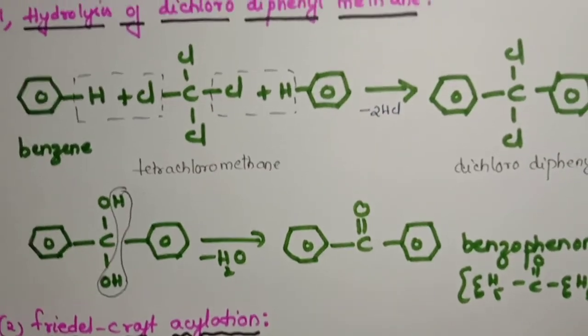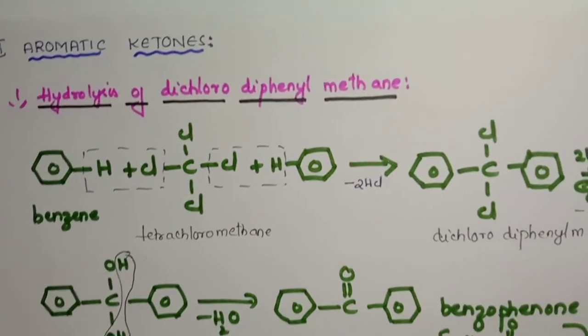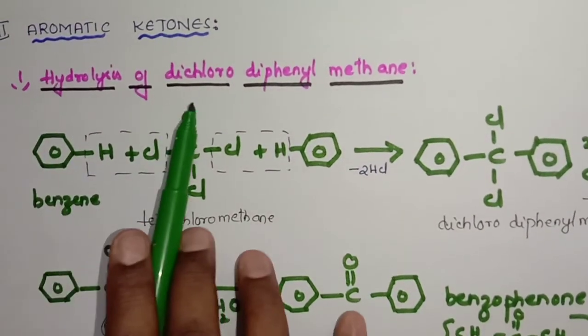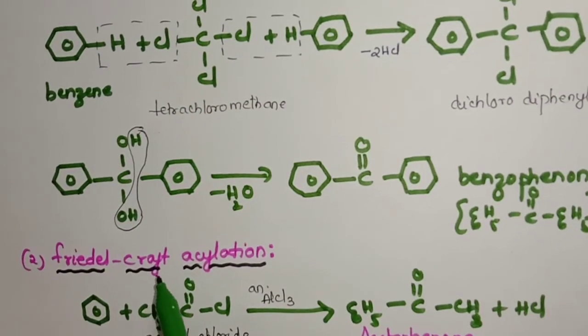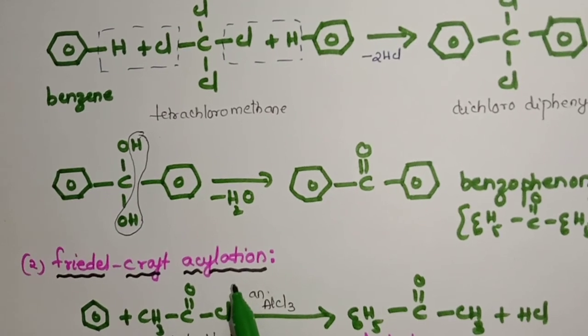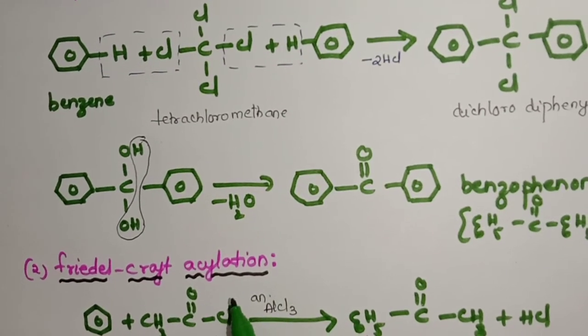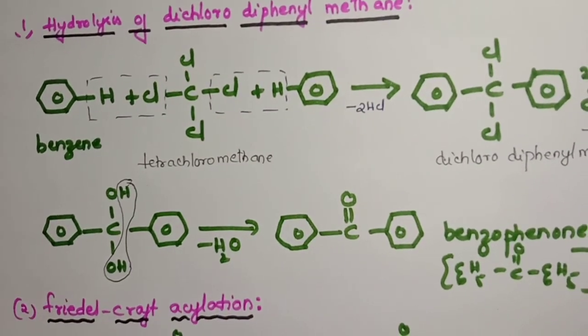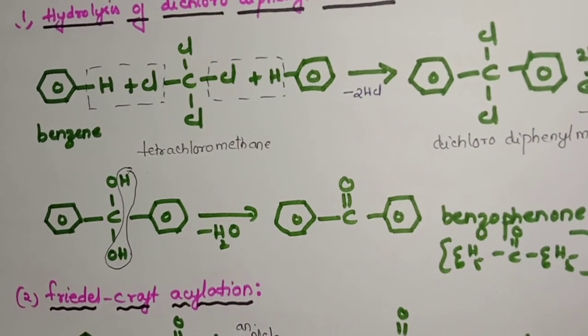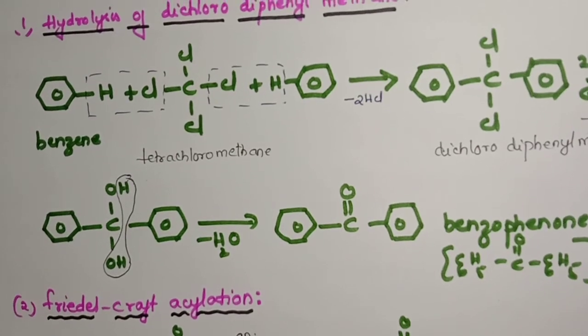So for the preparation of aromatic ketones, we use two methods: hydrolysis of dichlorodiphenylmethane, and the second one is Friedel-Crafts acylation. Today we have learned preparation of aromatic aldehydes and aromatic ketones. Try to note down each reaction and practice well.